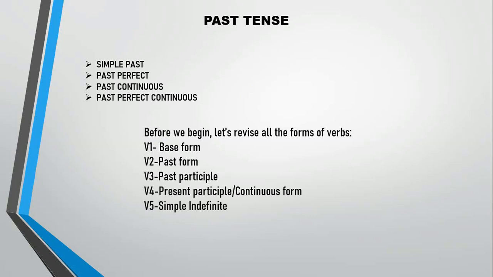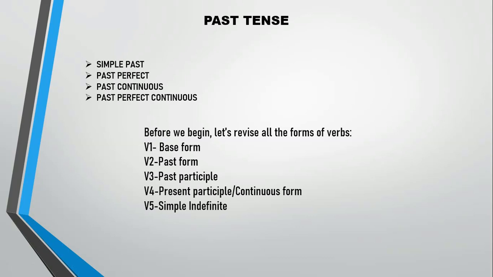Herein, we are going to study one by one about the four types of the past tense. So the first one is the simple past, the second one is the past perfect, the third one is the past continuous, and the fourth one is the past perfect continuous tense. Before we begin, let's revise all the forms of the verbs that we have learned in our first video.